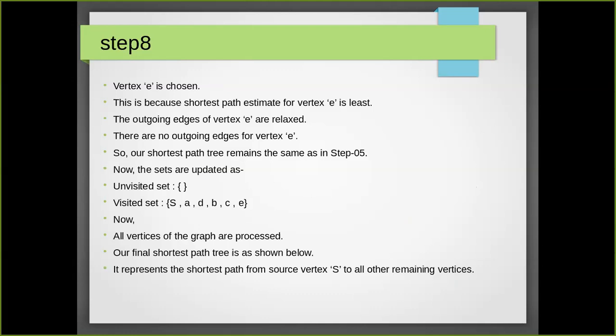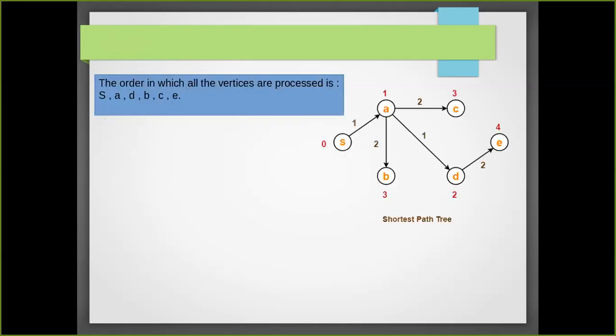Now vertex E, the last one, will be automatically added when you are implementing. Vertex E is the one which is chosen. Nothing is there to be relaxed or to find the shortest path, so we just add that also to the node set. Now all the vertices of the graph are processed, and our shortest path route will look like this in the form of a tree. The order in which the vertices are processed is S, A, D, B, C, E.